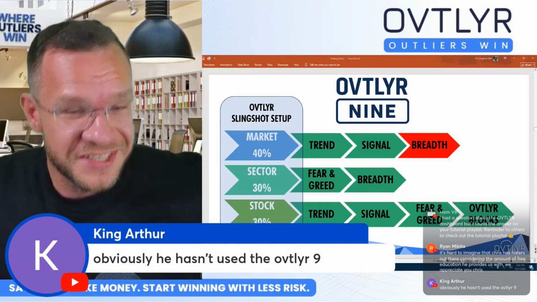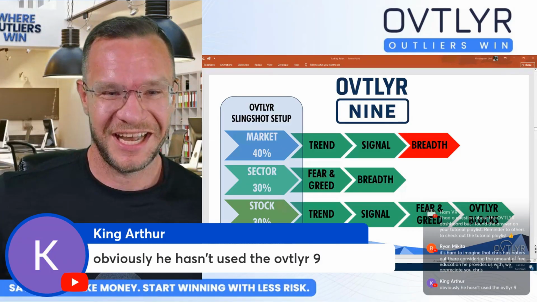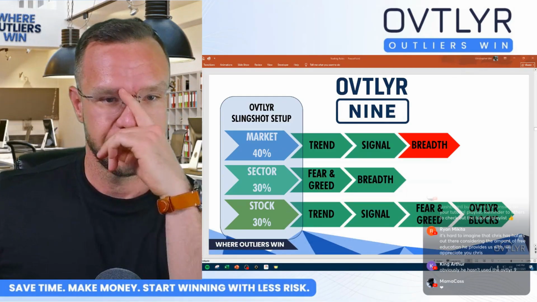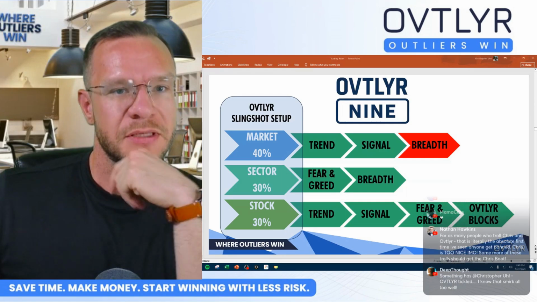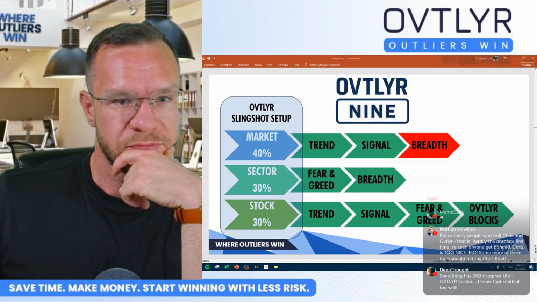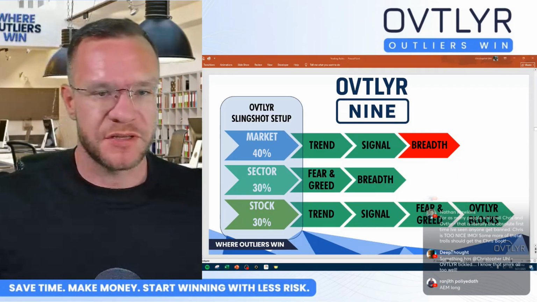King Arthur says, obviously he hasn't used the Outlier 9. Obviously. All right, so let's look at some of your stocks. Put them in the chat. I want to look at some of your stocks.